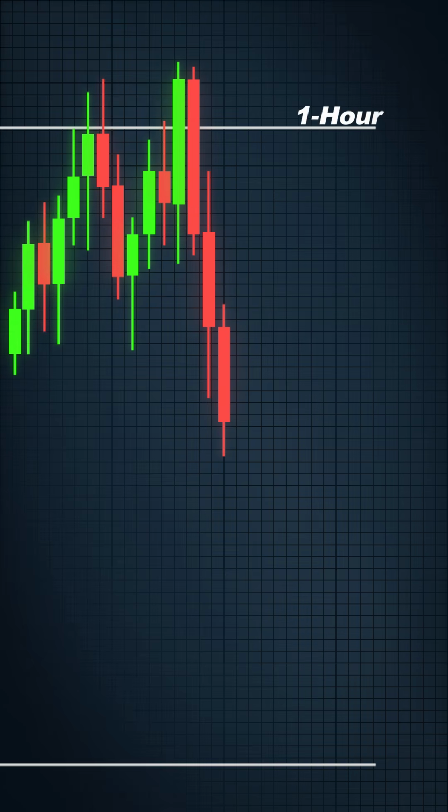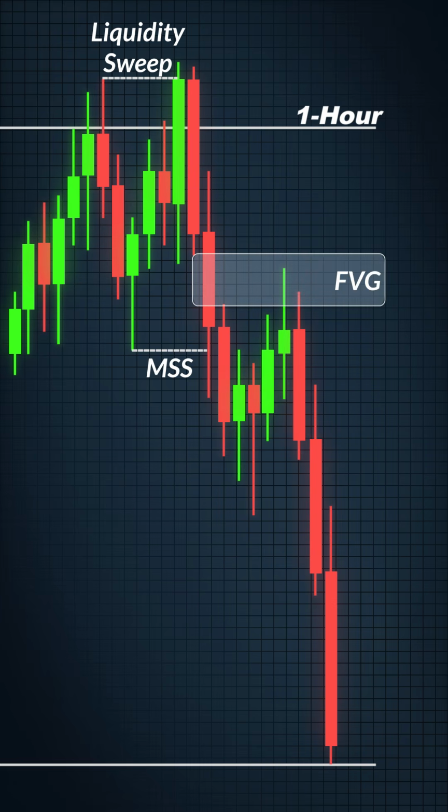The 1-hour timeframe is also an excellent place to look for trades, especially between 1 a.m. and 3 a.m. This is when liquidity is usually accumulated and manipulated before the true move begins. By understanding this structure, you can recognize market manipulation, time your entries more effectively, and trade with greater confidence.